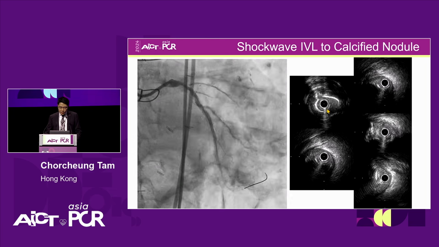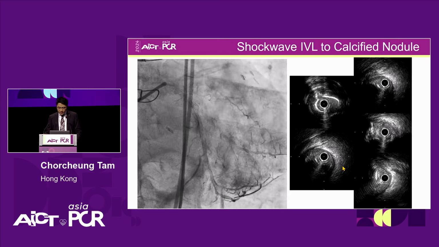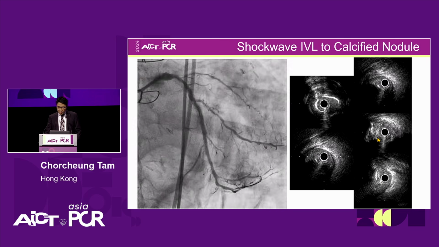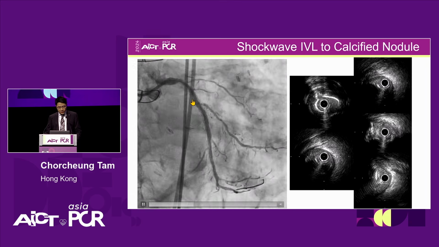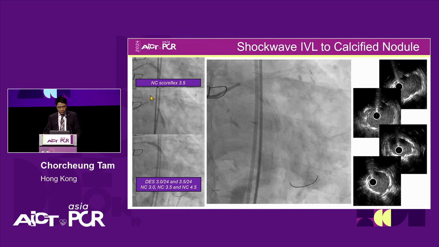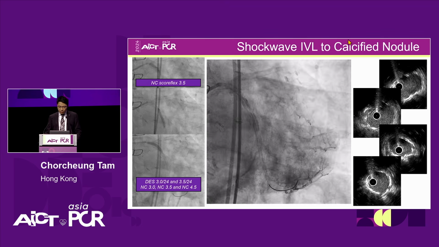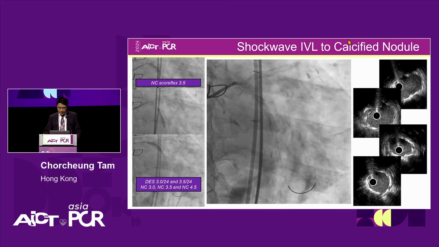And what we're able to see is that the Shockwave in this calcified nodule, we're able to create some cracks, right? And also lumen gain in this calcified nodule in the circumflex artery. So afterwards, some more scoring balloon, and then we put in 2 drug-eluting stents, and this is the final result of this Shockwave to the calcified nodule in the circumflex artery.